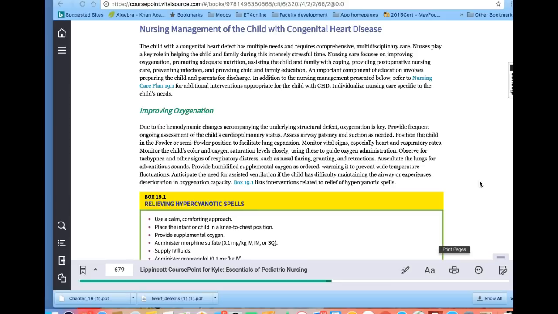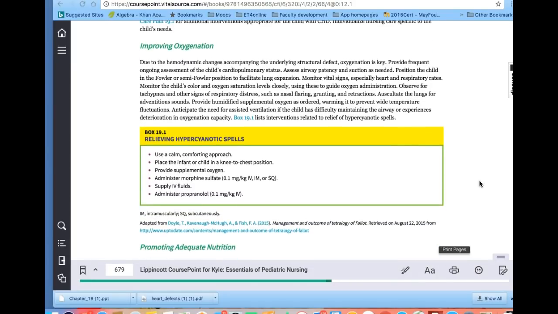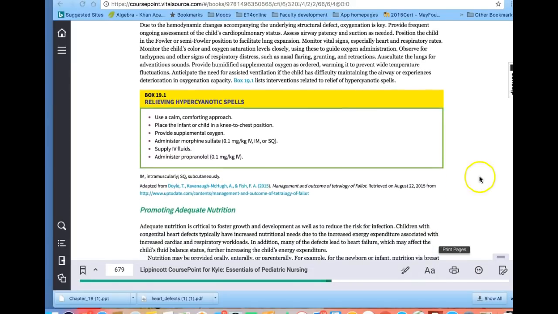Now, mom and dad need to be taught ways to improve their oxygenation: proper positioning, and if they have a lot of mucus, get all of that out of there. Make sure that they know when to get concerned about their baby's breathing and oxygenation. Lots of teaching here. Some ways to relieve the hypercyanotic spells that go along with tetralogy of Fallot: knee-chest positioning, provide some supplemental oxygen, and morphine is going to help slow down their breathing.